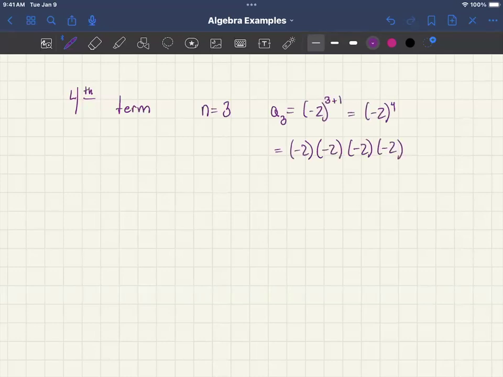You'll notice we have an even number of negative signs. When we have an even number of negative signs, our output is always going to be positive. They cancel each other out. So this essentially gives us 2 to the fourth power, 2 times 2 times 2 times 2, which gives us 16.